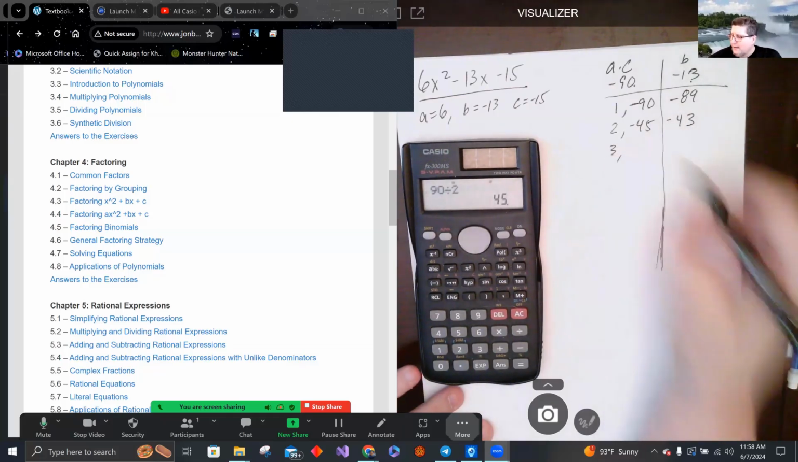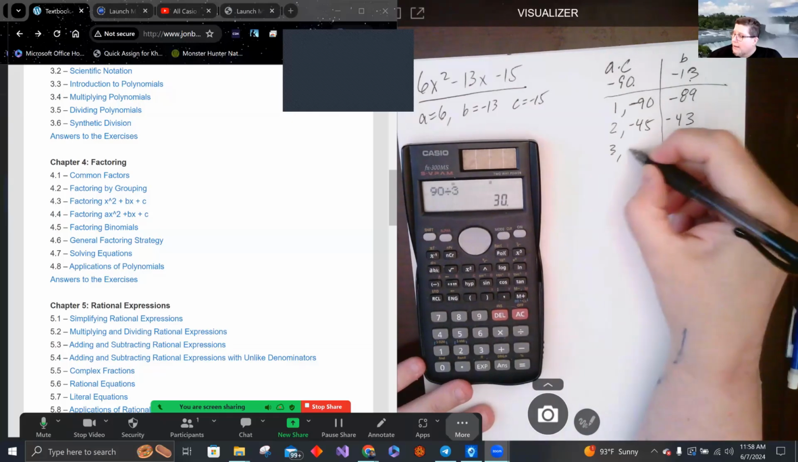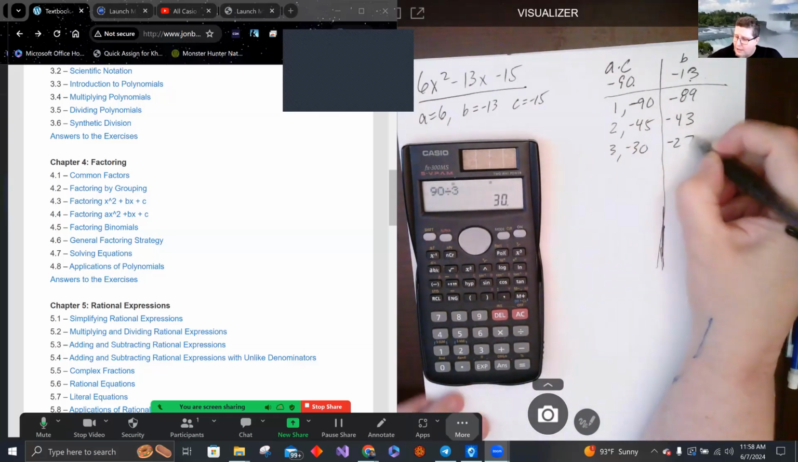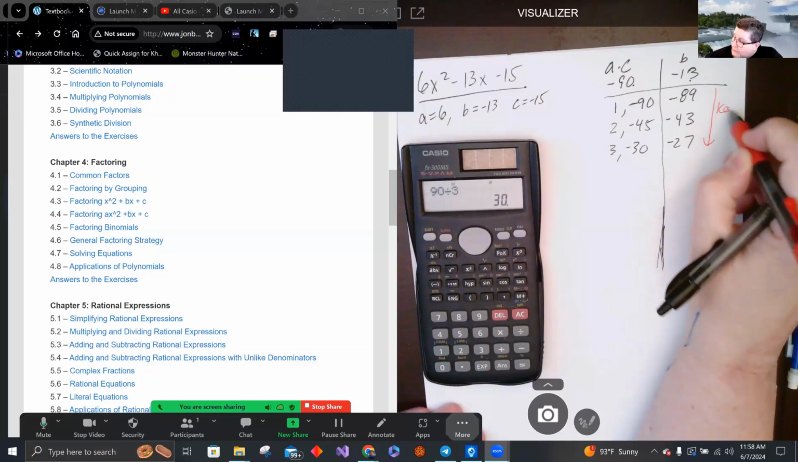Then I'll try 3. And I'm doing them on a calculator just to show you how you can do these quicker. Negative 30. These add to negative 27. Notice these keep dropping.